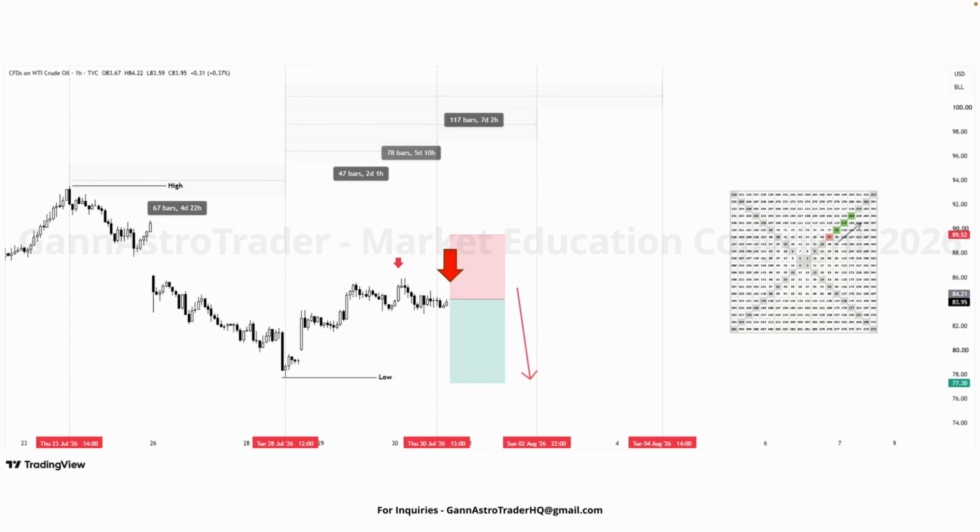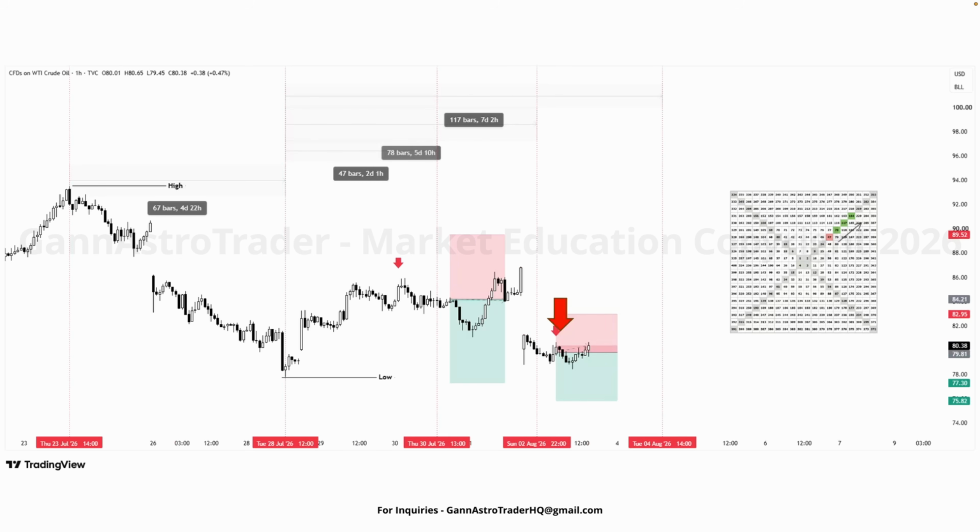Now we move forward and observe how price actually reacted around these projected time intervals. The swing high and swing low are already marked, and from the original swing high, we have our 67 bar measurement. From there, we project the transform time relationships forward. The first important interval is 47 bars, followed by 78 bars, and then 117 bars. These are the time points we'll use to observe the market's reaction.